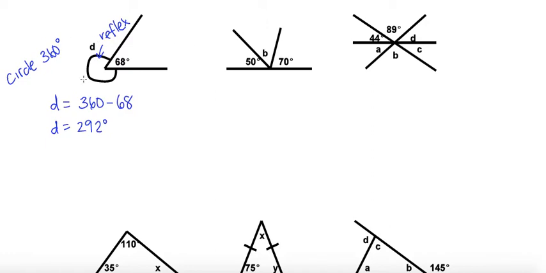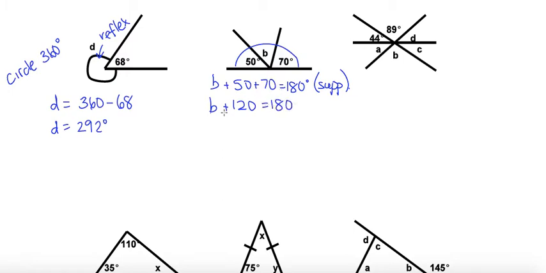And I've shown here that we've used properties of circles and the reflex angles. So for the next one, again, these angles form a straight line. So B plus 50 plus 70 is equal to 180 degrees. That's our supplementary angle theorem. So B plus 120, since 50 plus 70 is 120, is equal to 180. Moving my 120 to the other side and subtracting, B is equal to 180, take away 120, or B is equal to 60 degrees.